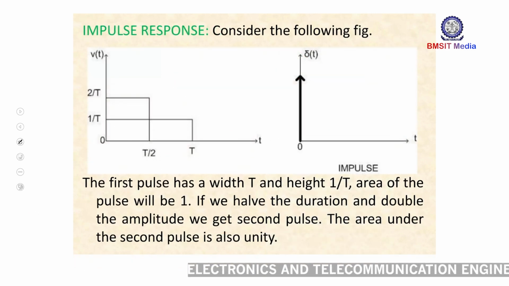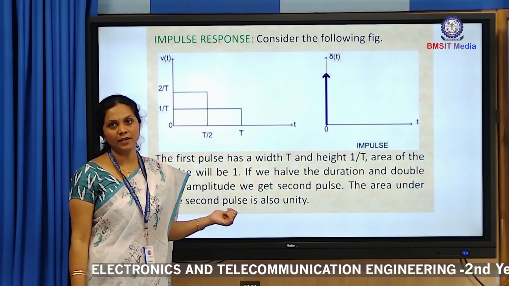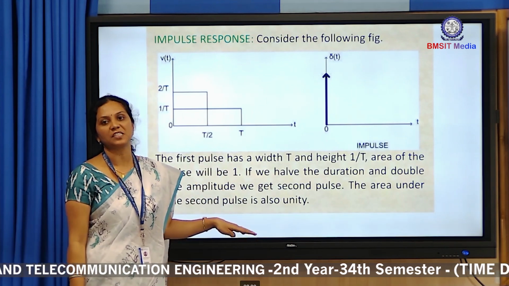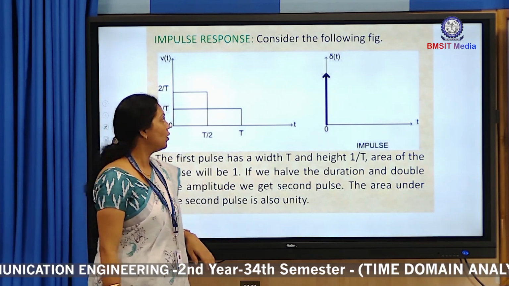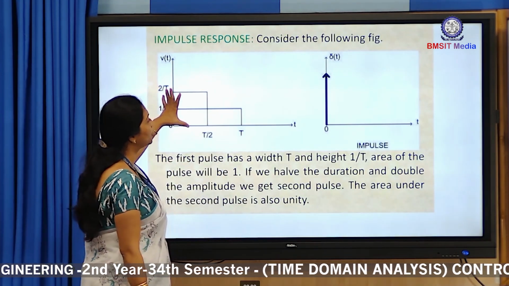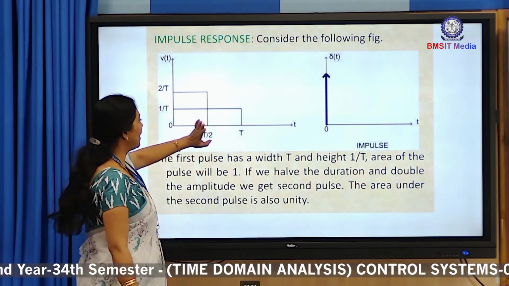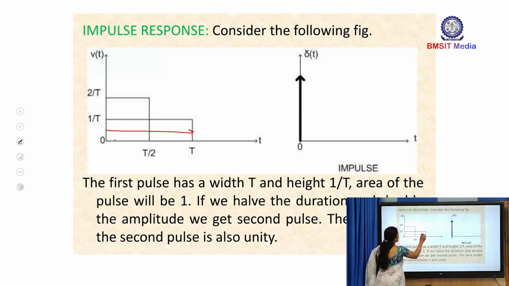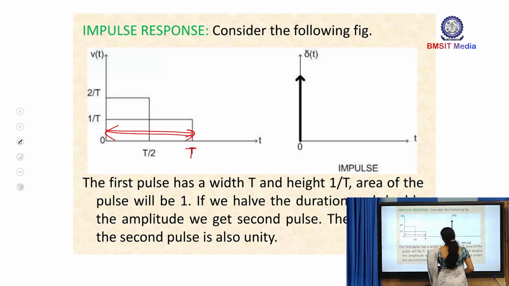Now, coming to the fourth one, which is called the impulse response, and this is the last type with respect to the standard signals. Here you can see I am considering this figure. The initial definition says that the first pulse has the width t, and height as 1 divided by t.